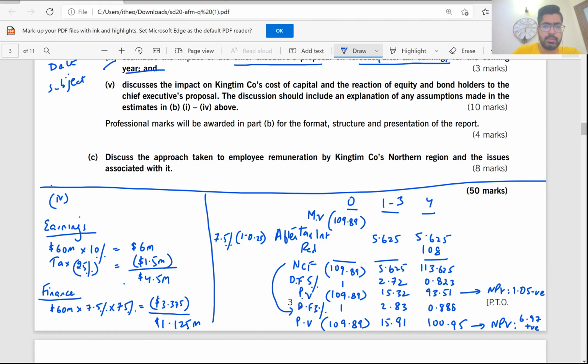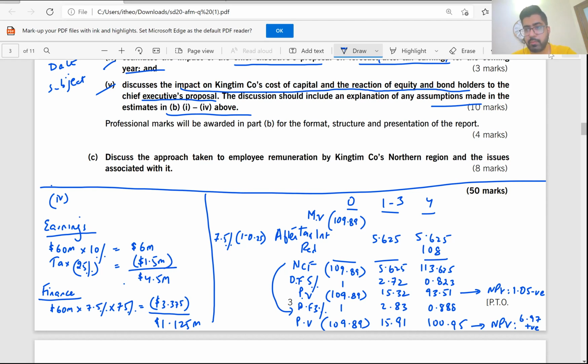Now there is one 10 marks requirement. That's 5. Discuss the impact on cost of capital and reaction of equity and bondholders to the CEO's proposal. Discussion should include an explanation of any assumptions made in estimates B1 to 4.